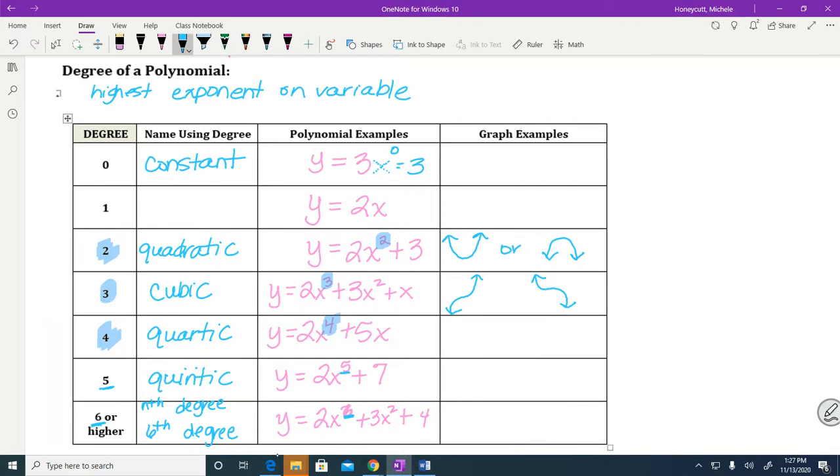If the degree is 1, that means the exponent, even though you don't see 1, it's understood to be 1. The exponent is 1, so we call that linear. And so you know that lines either look like this or like that, based on their slope. And then constants are horizontal lines. So that's one way you can name a polynomial, based on the degree.